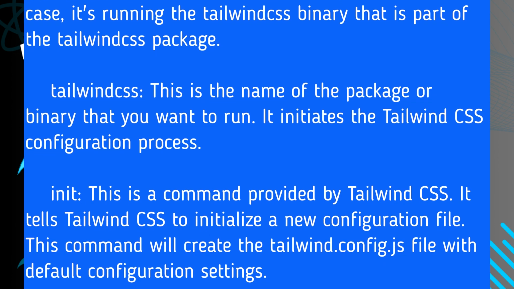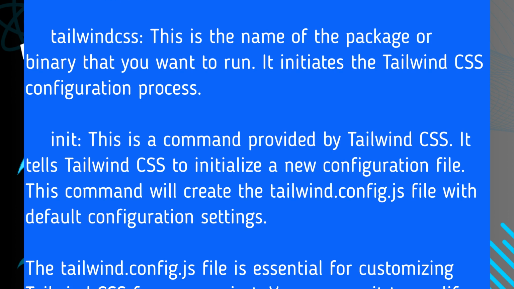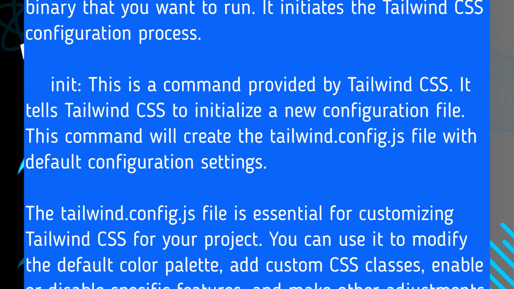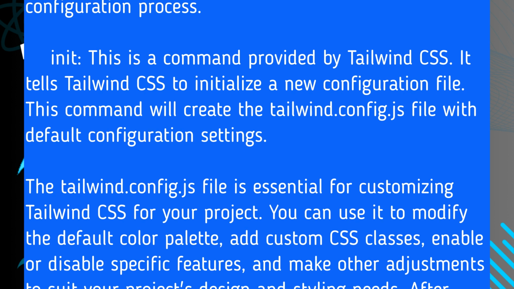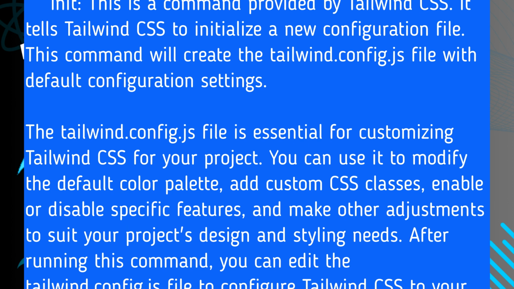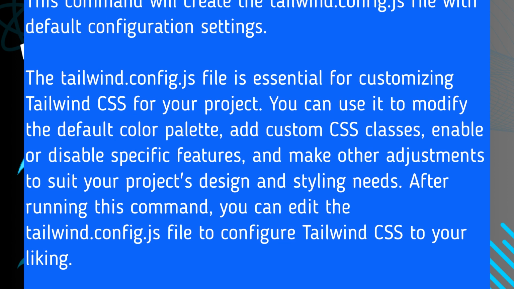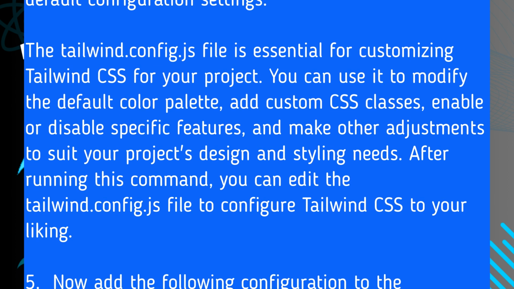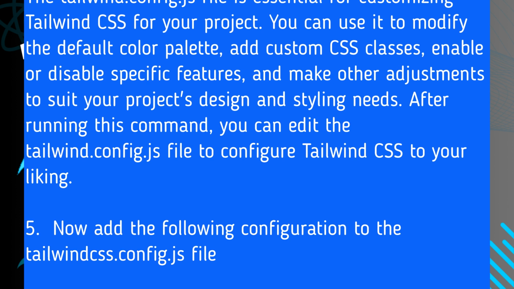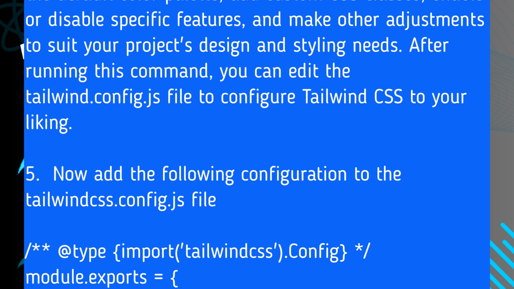This command will create the tailwind.config.js file with default configuration settings. The tailwind.config.js file is essential for customizing Tailwind CSS for your project. You can use it to modify the default color palette, add custom CSS classes, enable or disable specific features, and make other adjustments to suit your project's design and styling needs. After running this command, you can edit the tailwind.config.js file to configure Tailwind CSS to your liking.